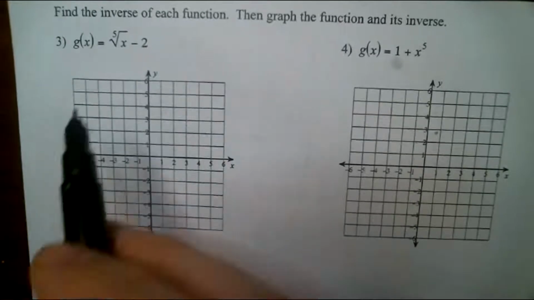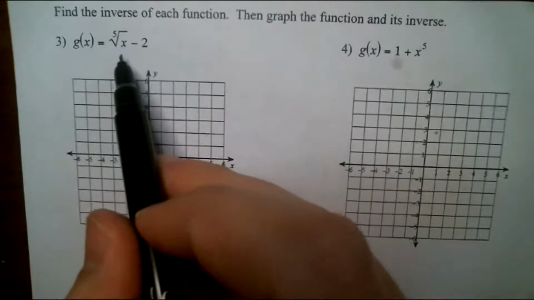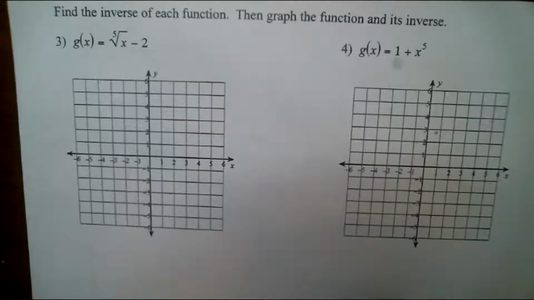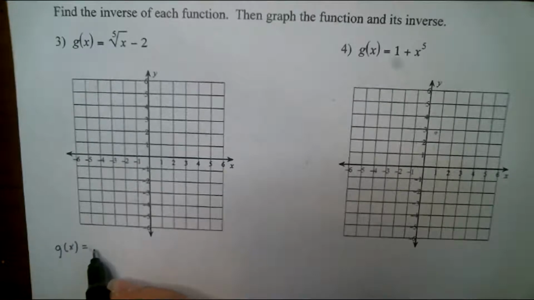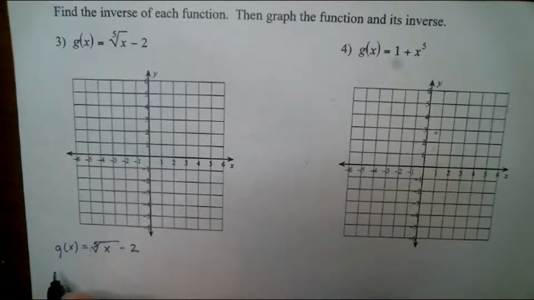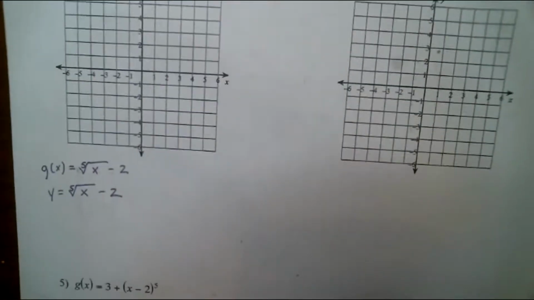Number 3 is g of x equals the fifth root of x minus 2. So I'm going to copy that down here. Say g of x is equal to the fifth root of x minus 2. And I can say y equals the fifth root of x minus 2. So just change that g of x to y.